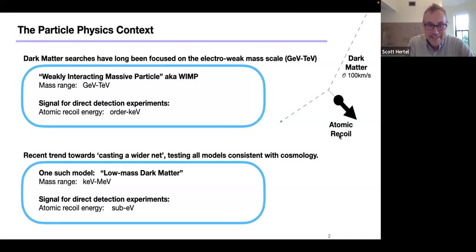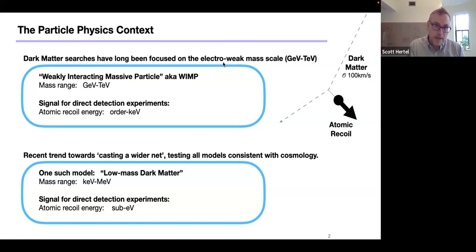So, the particle physics context, just briefly here. We believe that we're surrounded by a bath of dark matter particles. They're moving at galactic velocities, roughly hundreds of kilometers per second relative to us. The signature that we're looking for is an interaction between that particle and an atom. So an atom will recoil at some energy dependent on the mass of the dark matter particle, and we have nearly no constraints on that dark matter particle mass.